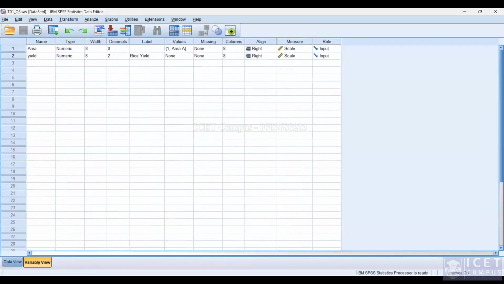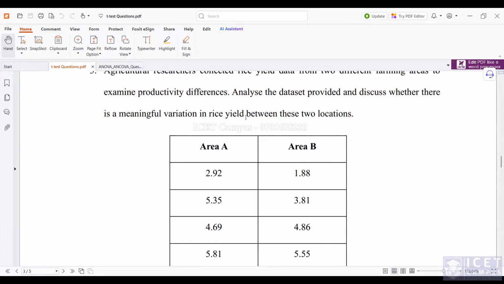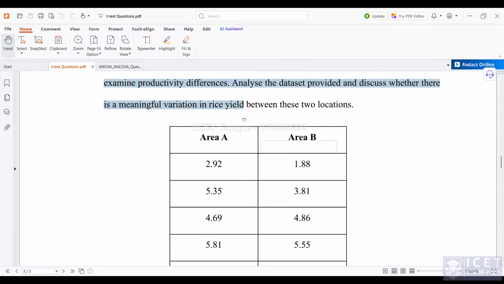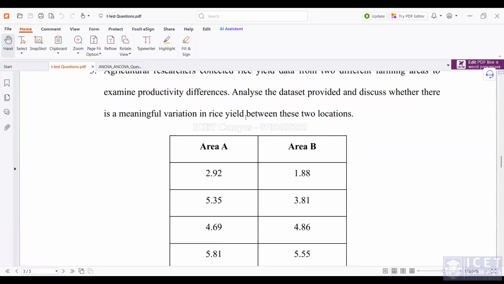But before that, we need to select which kind of test is appropriate for this. So what is the question asked? Analyze the data set and discuss whether there is a meaningful variation in rice yield. There are two areas, area A and area B. That is two different areas. It means we have to apply the independent sample t-test for this one.